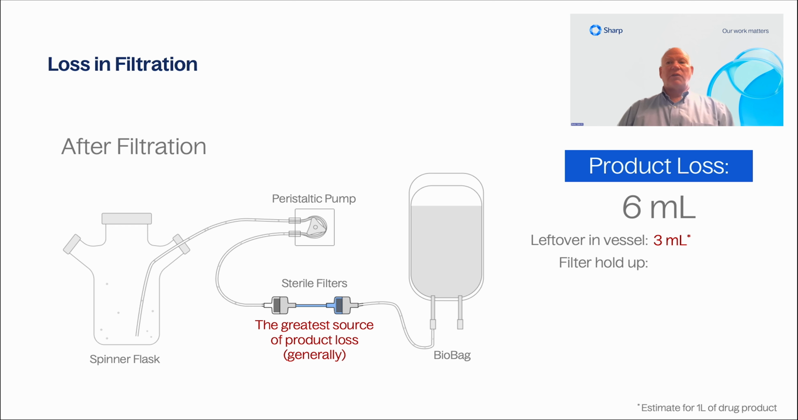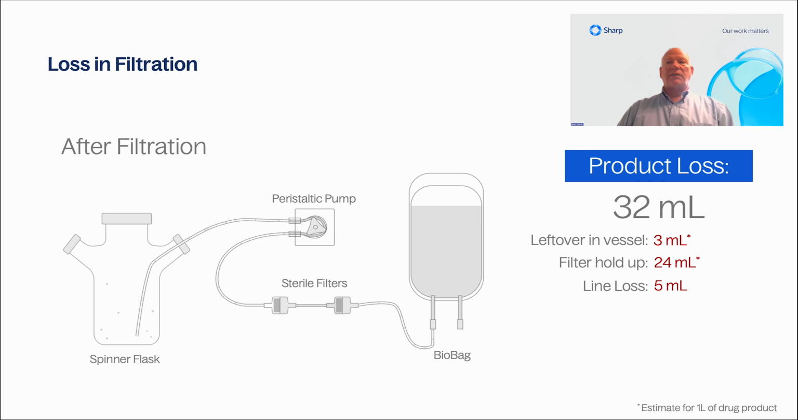The holdup volumes will depend on the filter size, but for a 1 liter drug product solution, we can estimate that we will lose around 12 mL of product for each filter, so 24 mL of product for the two. We can estimate that about 5 mL of product is lost in the line as droplets or small volumes of solution. This is called line loss. This is all the volume loss that can be expected in a typical formulation and filter process. So our total product loss is 32 milliliters so far in the process.